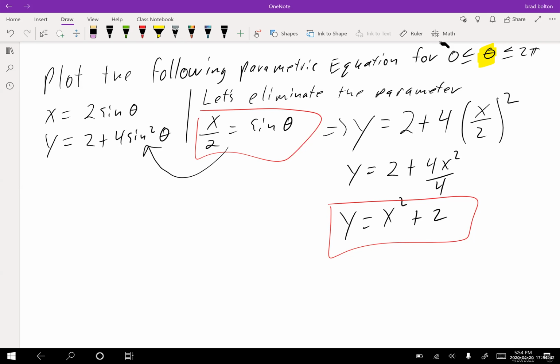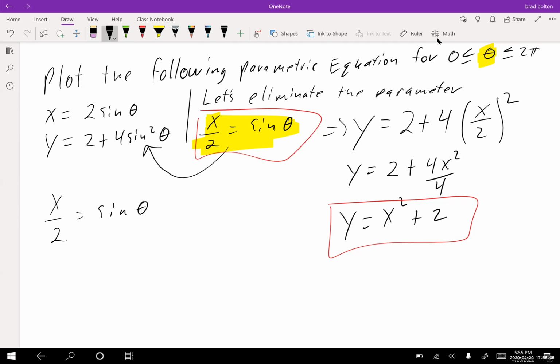So we need to talk about x squared plus 2 and x over 2 equals sine of theta. So I need to talk about this, okay? So I'm going to put x over 2 is equal to the sine of theta. Now, what's the biggest number the sine of theta could ever be? The sine of theta at most could ever be 2.